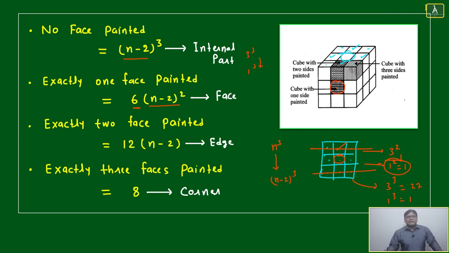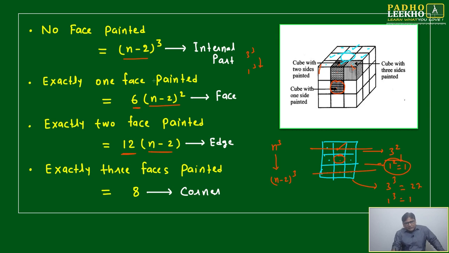Exactly two faces painted. This is the edge. How many edges? 12 into n minus 2. Why? This edge has a corner on this side and a corner on this side. Even in the case of n, only two corners will be there. You can't say that if it is a 6 by 6 cube, the number of corners will not be 8. The number of corners will always be 8. Then for every edge, the 2 corner cubes on both sides will be out. Then whatever n is, you subtract: n minus 2.